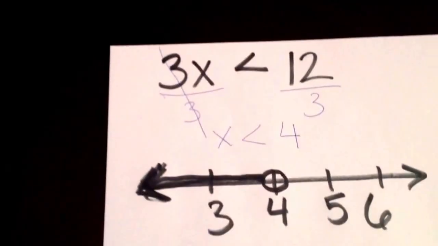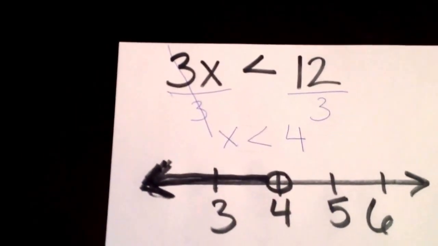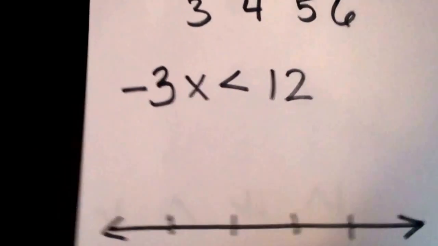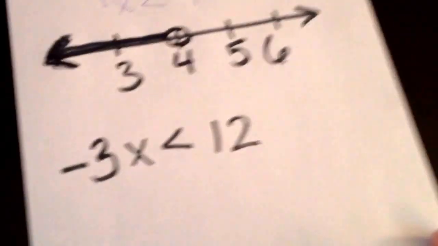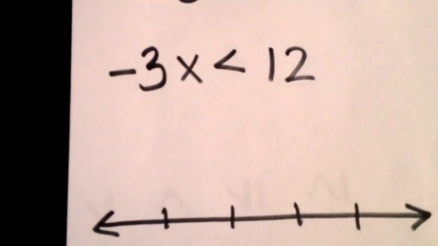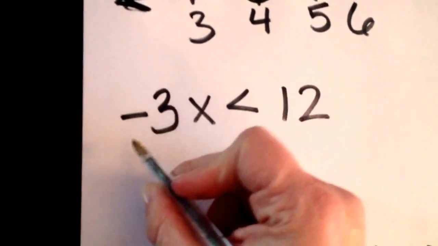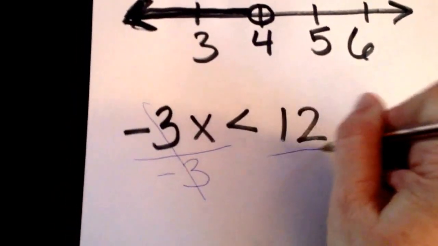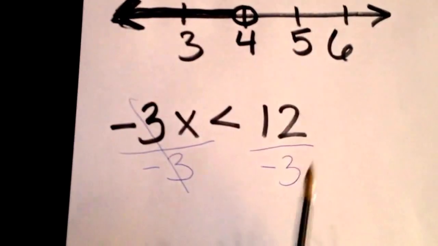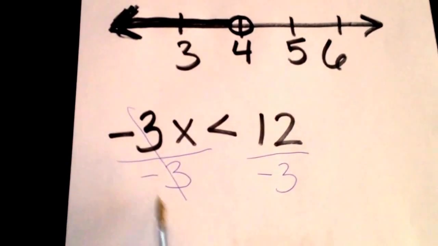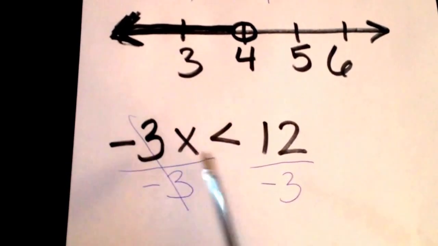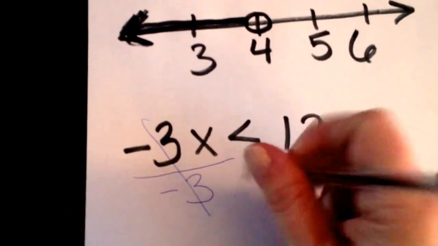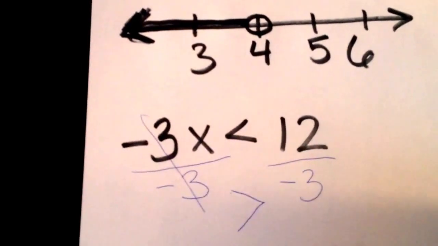The only difference with multiplication and division is when you're multiplying or dividing by a negative number. And I'll show you an example of that here. Here we're looking at negative 3x is less than 12. In this case, we want x by itself, and we need to divide by negative 3 to get that to cancel out. The difference with dividing by a negative number is anytime you multiply or divide by a negative number, you are going to flip this symbol the other direction. So we're going to change that from a less than symbol to a greater than symbol.